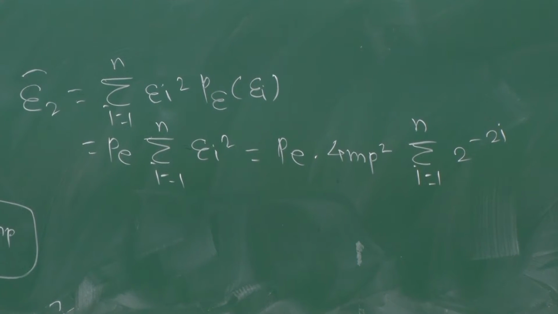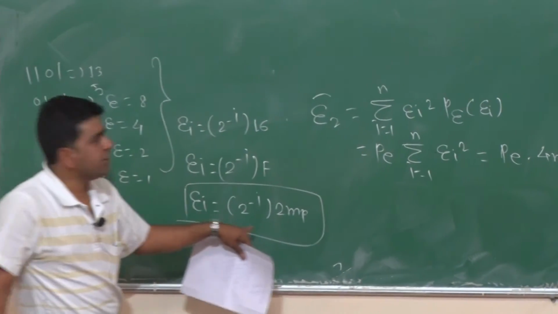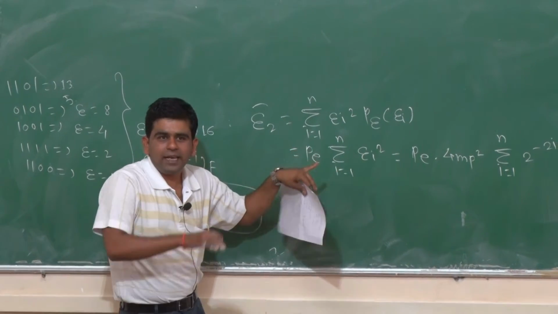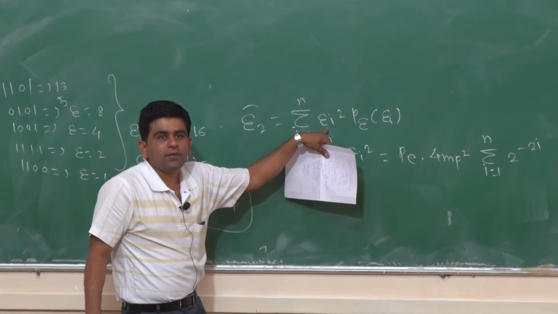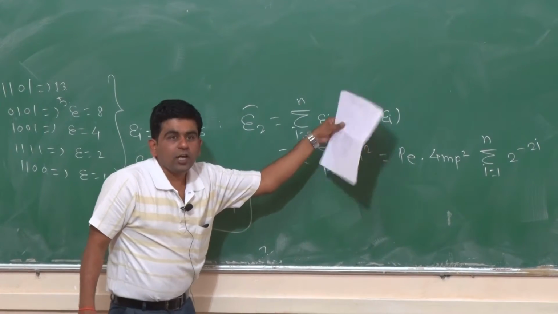Is it clear? So the mean square value over this is given as a summation. We have to find out the area under this, which is multiplied by the value of epsilon and its probability of occurrence.